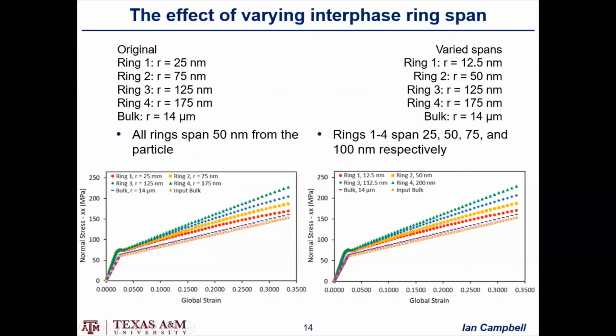The resulting stress-strain curves for each ring are shown in the lower right next to the original results for comparison. Notice that the measurement sites were adjusted for this altered model so that they would still be situated at the center of each ring. Comparing the resulting stress-strain curves to the results of the original IP simulation shows few differences. This indicates that the span of the interphase rings has little effect on the experienced stress.